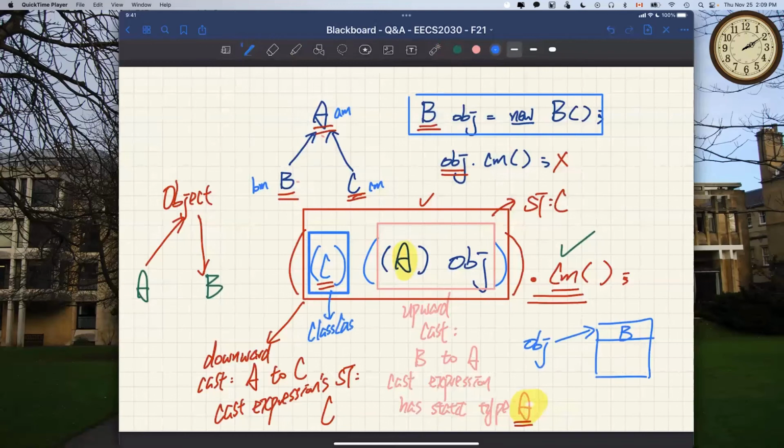ClassCastException. Because, to say it a little informally, the dynamic type of obj, which is B, actually, let me say it formally, is not a descendant of the cast type, which is C. Right? It's not.